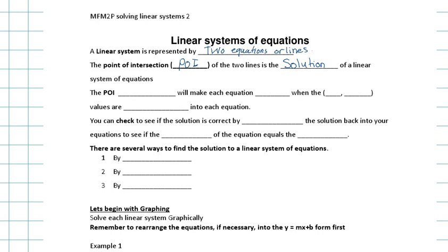The POI coordinates, because remember x and y are represented, they are coordinates of the point, will make each equation true. That means the left side will equal the right side when the x and y values are substituted into each equation.